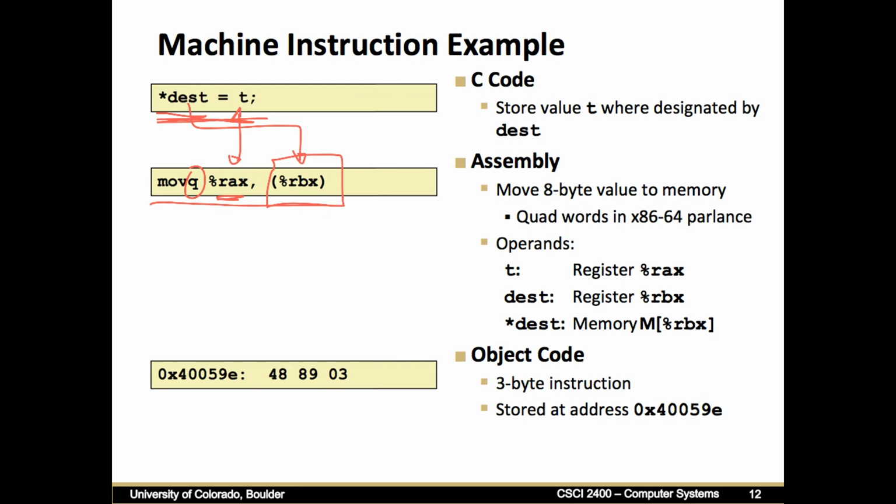And then star dest, in other words, taking dest as an address and using that to go to memory, is being represented by the parentheses around it. If we look at that as object code, it would look like this here. So this is the instruction that actually encodes this move quad operation. Again, all this is doing is the same C code up here. These are three different representations of the same statement being done.